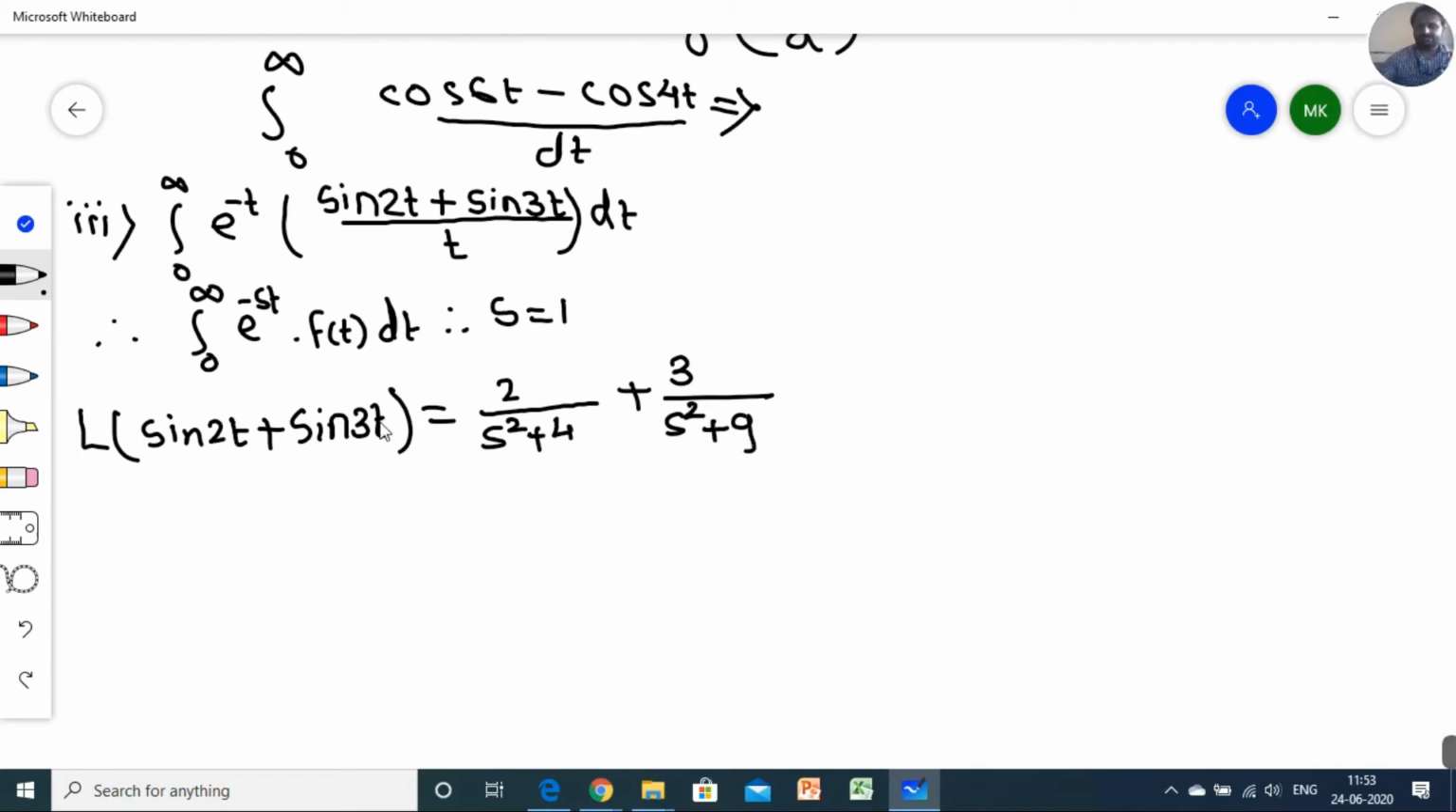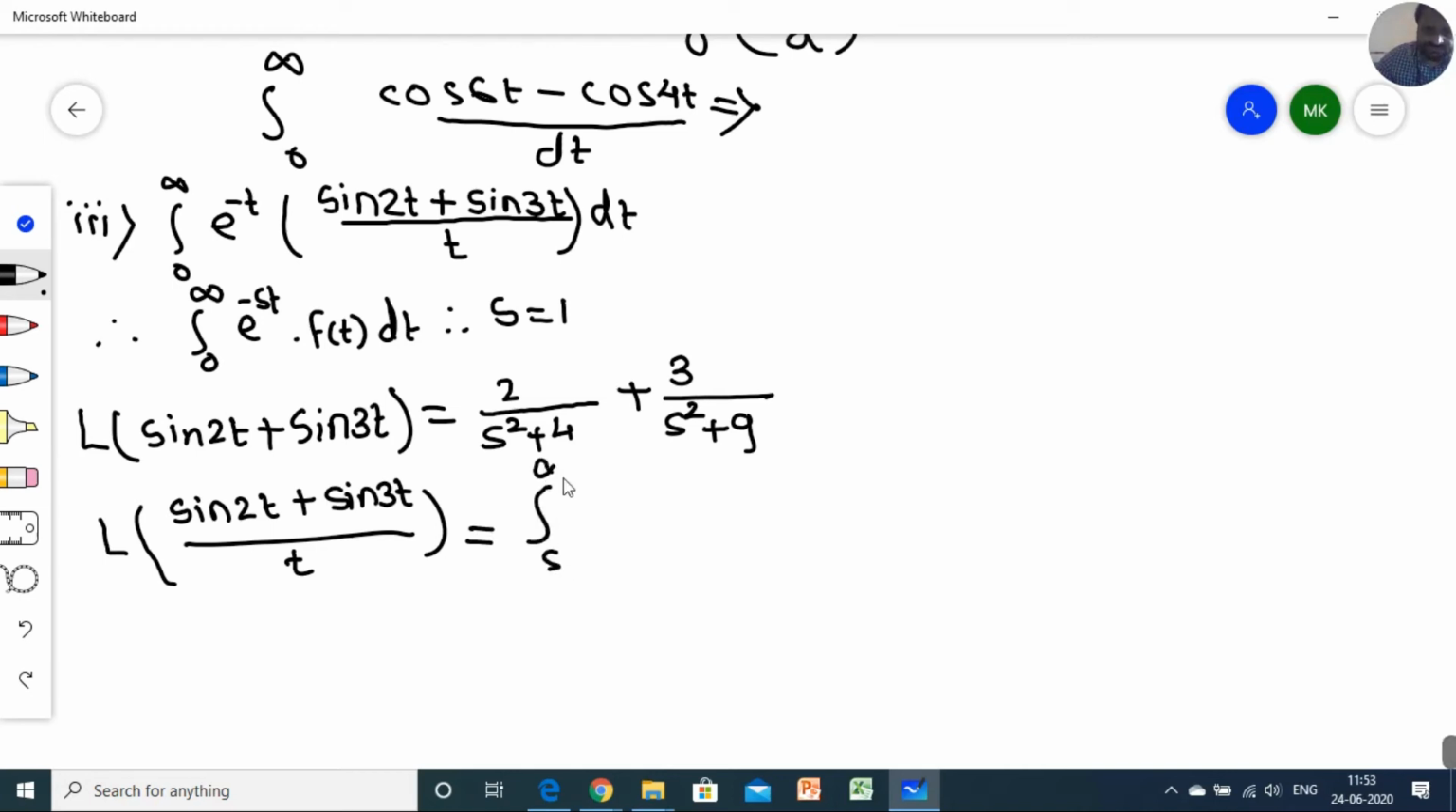Now this is the division by t rule, so you have to use Laplace of sine of 2t plus sine of 3t. This part is divided by t here, so when the division by t is there, you have to use the integral from s to infinity of the Laplace of that numerator function. So you have to use 2 by s square plus 4 plus 3 by s square plus 9.